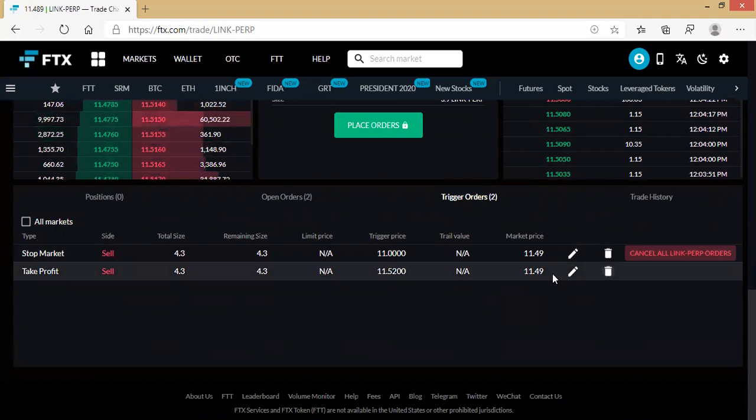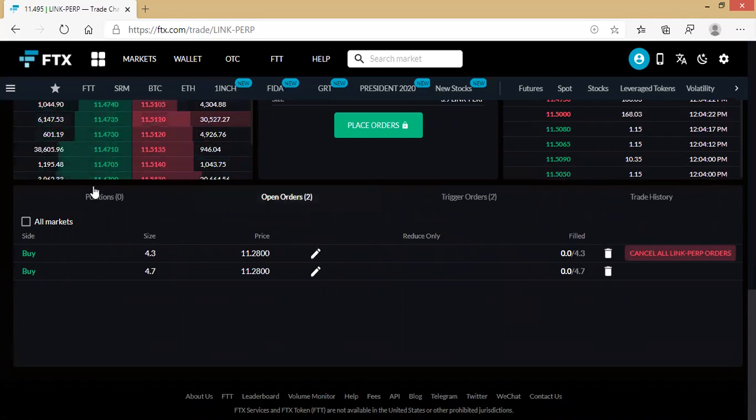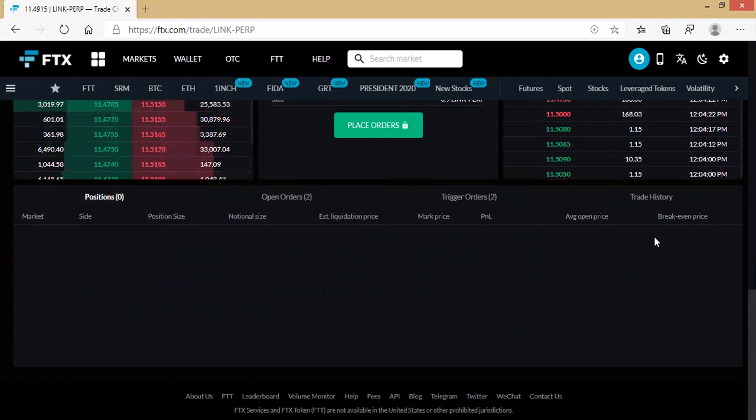Or maybe I want to cancel all my trigger orders. I go right ahead and click on cancel all trigger orders. It will just cancel everything. Just that I've not entered any position. I would have also shown us, once you enter a position, you will see your PNL. Your PNL, that's your profit and loss, will be showing here. Okay, you see your break even price, average open price, then you also see your profit.